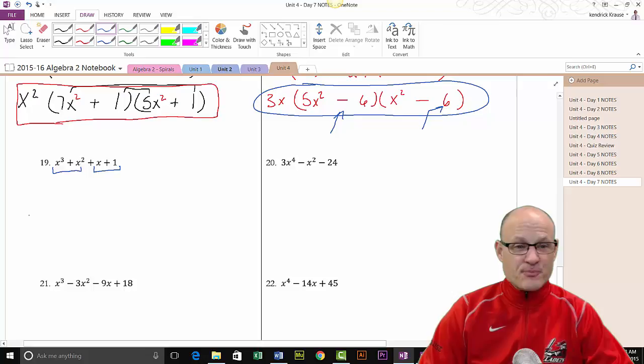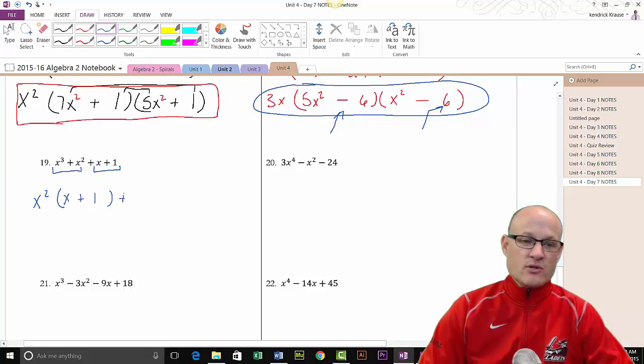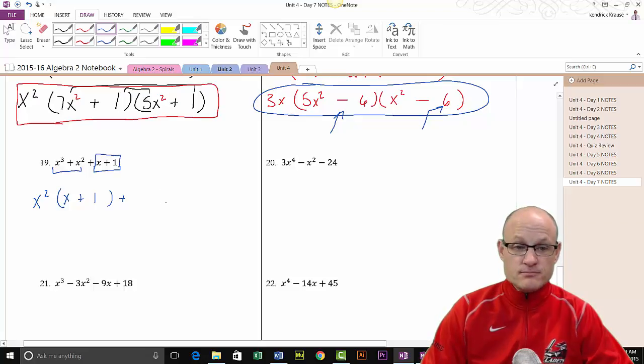This one's kind of tricky. I'm going to take out an x squared, and I'm left with, don't forget, we got to put a plus sign in there, x plus 1. Well, you say to yourself, there's really nothing I can take out of here. If there's nothing to take out, a 1. And I'm left with x plus 1.